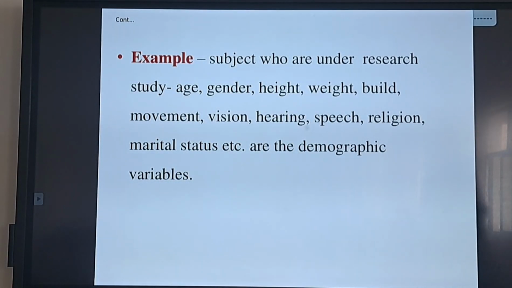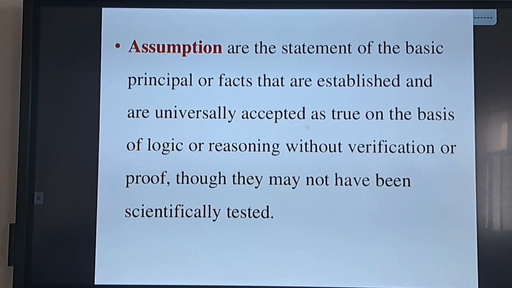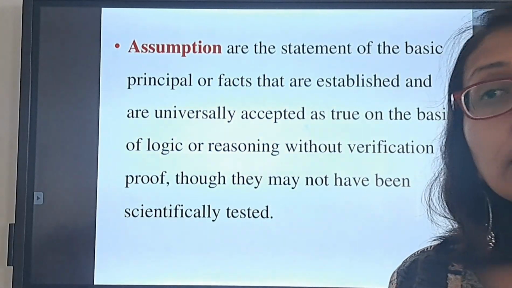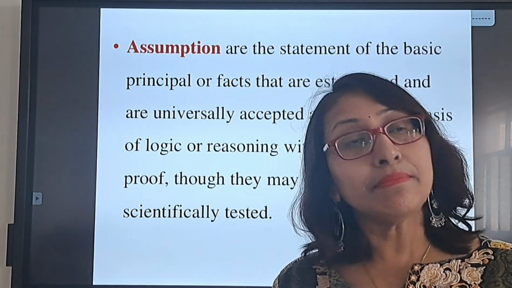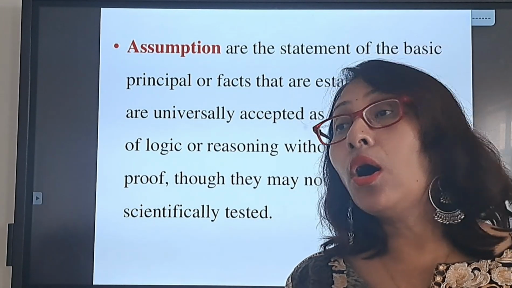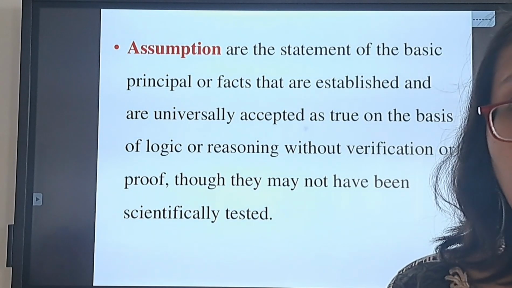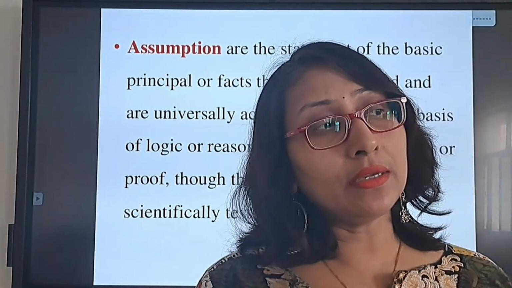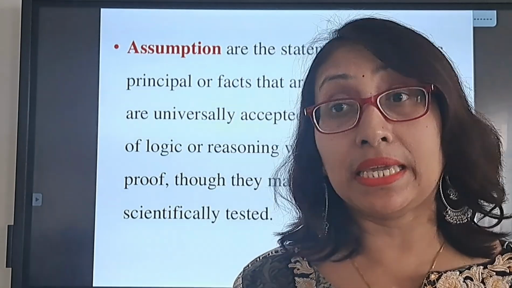Now the example is the same thing as I told you: gender, subject, height, weight, blood group, blood pressure, all these things. Assumption. What is assumption? Assumptions are the universal truth. It can be universal truth, or you have assumed something before doing the empirical testing, before doing the research. Like, for example, when we write the assumptions, always remember it should be written with the word may, M-A-Y, may.